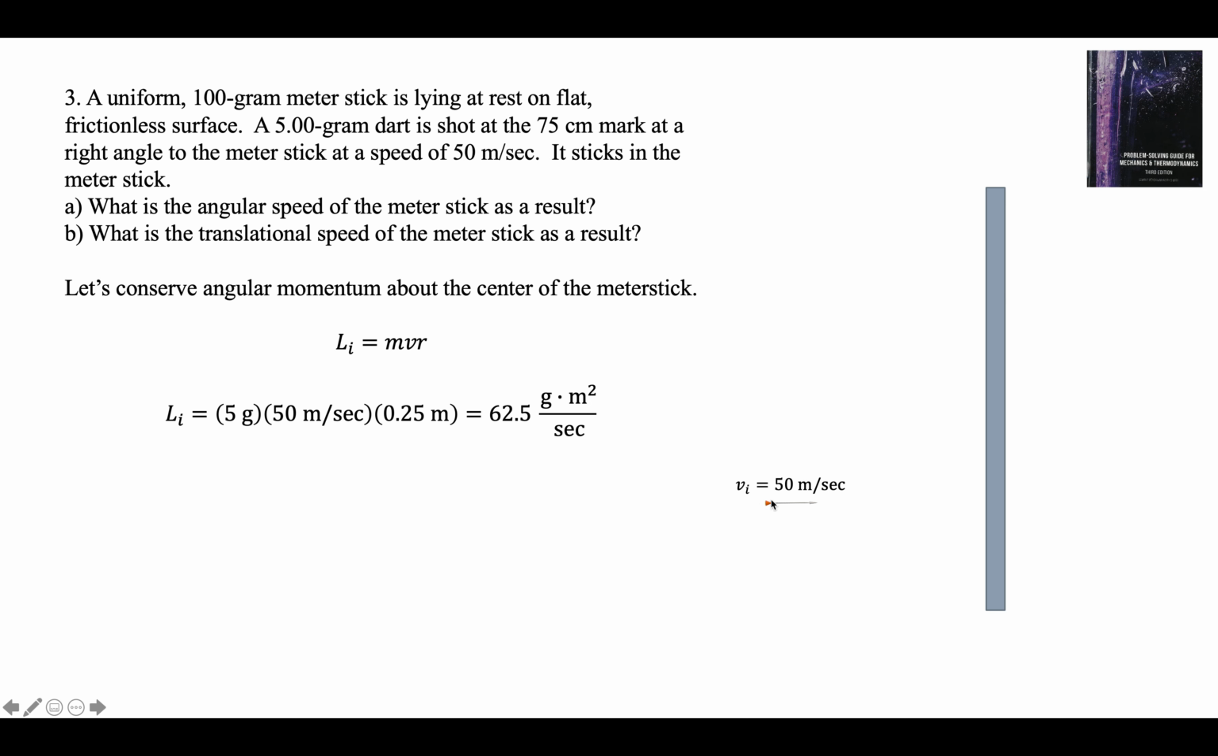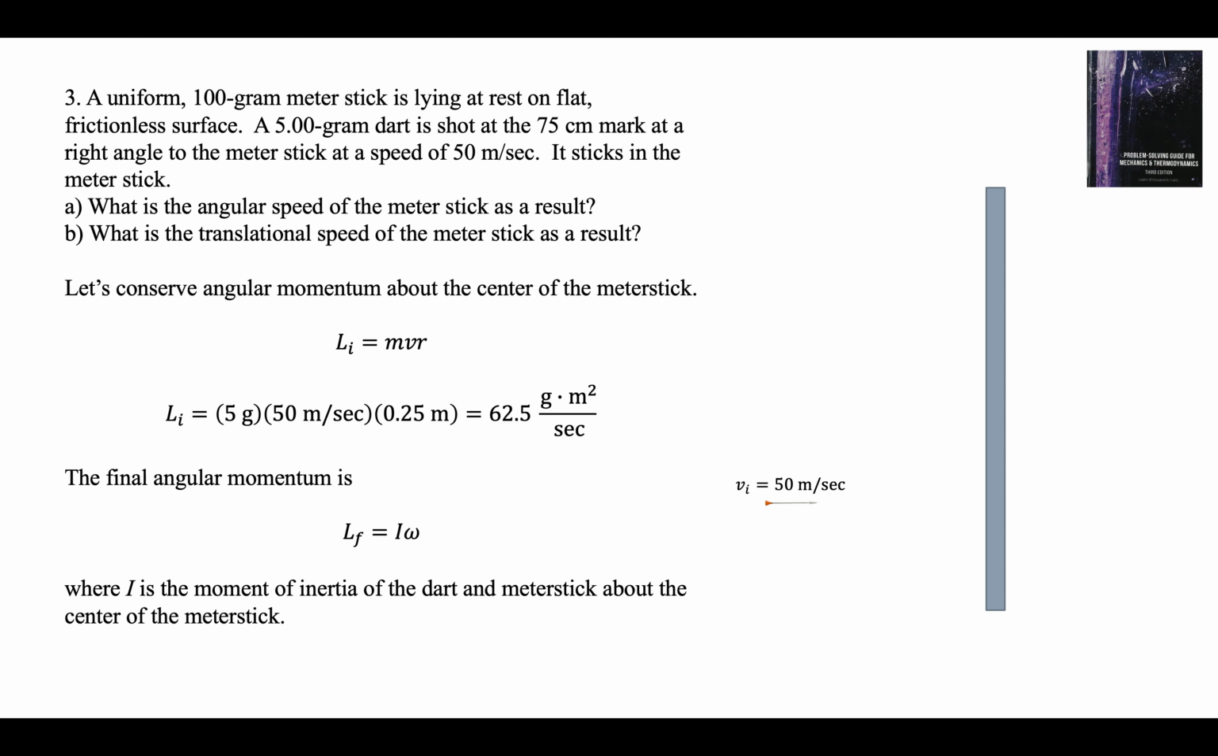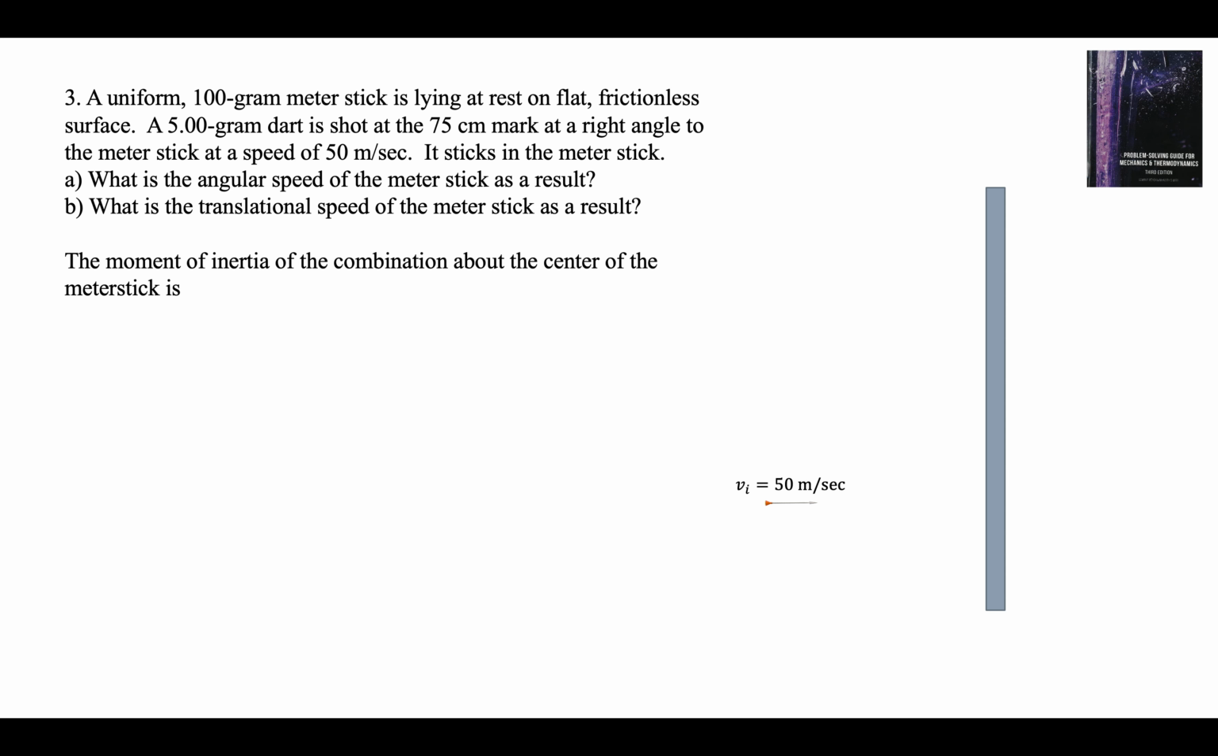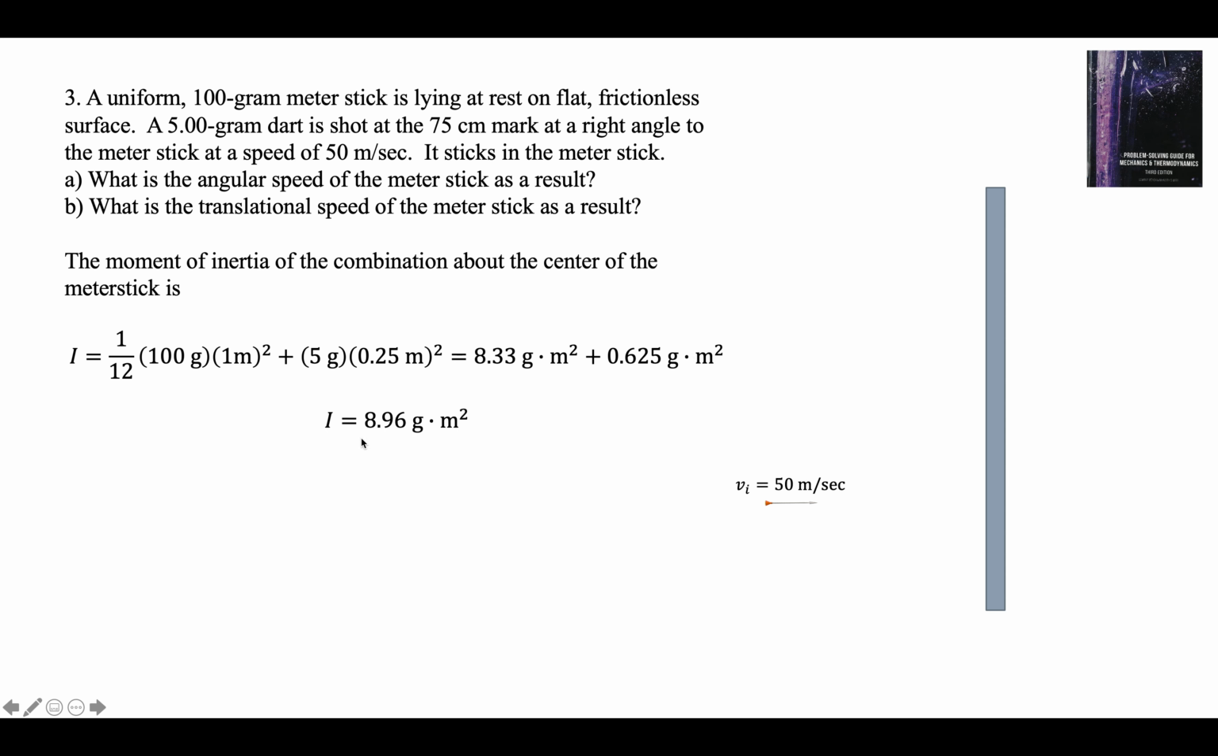The final angular momentum of the system is going to be the same. The dart's going to hit it right here, and it's going to spin as a result. It's going to be I omega. I is the moment of inertia of the dart in the meter stick, assuming it's rotating about the center. So this is 1/12 ml squared, which is a rod about the middle. And this is the dart. The dart is just ml squared. It's all at 25 centimeters. So we add these up, and we get 8.96 gram meter squared for the moment of inertia.